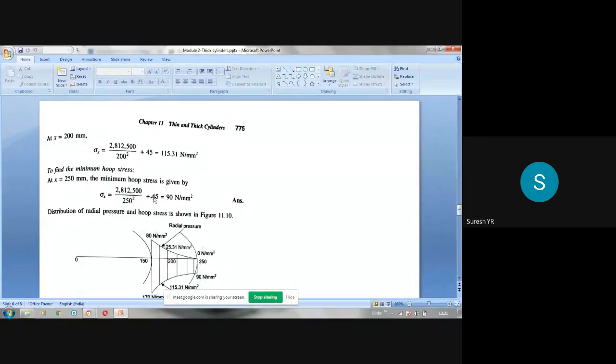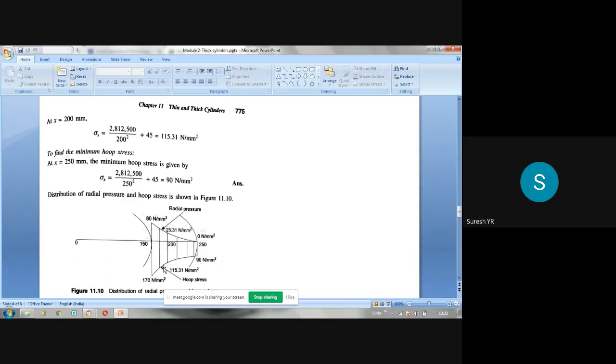So b by x square plus 45, it is 90. So it varies, you can see here, it is shown here. Hoop stress is plotted here. At the inner surface, it is 170. At 200 mm, it is 115.31. At the outer surface, it is 90.